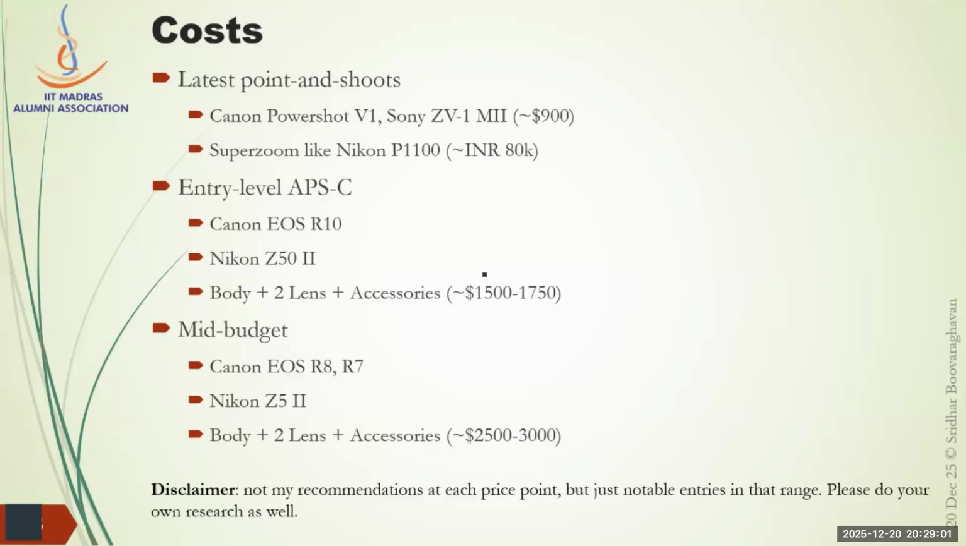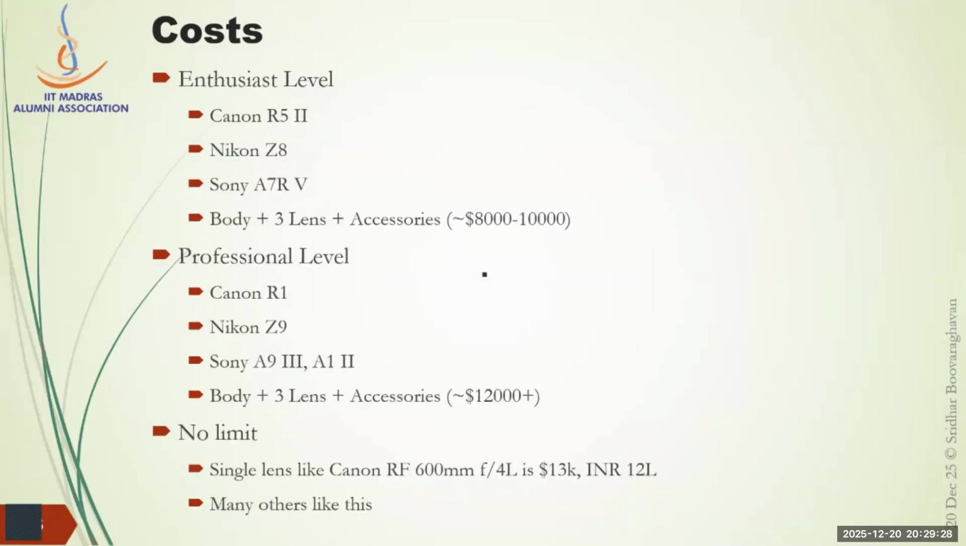Now, if you go a little higher, right, then you start to get into entry level full frame or very advanced crop sensor cameras like R8, R7, and Z5 Mark II. There, if you go for a body and two good lenses and accessories, then it'll set you back by 2500 to 3000.